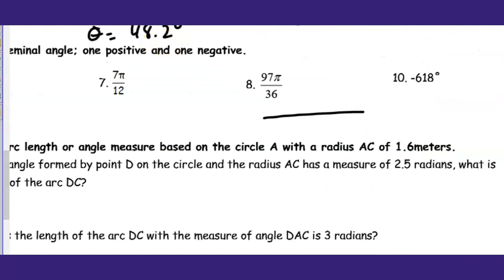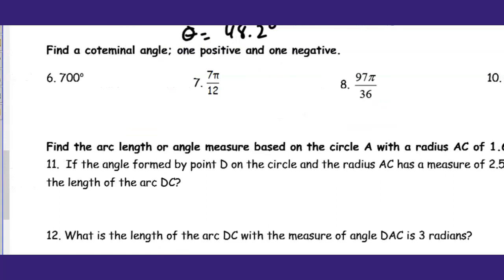Now, down here, we have coterminal angles. 700 degrees, so minus 360. That will give me 340 degrees. So this is one angle that is coterminal to 700.